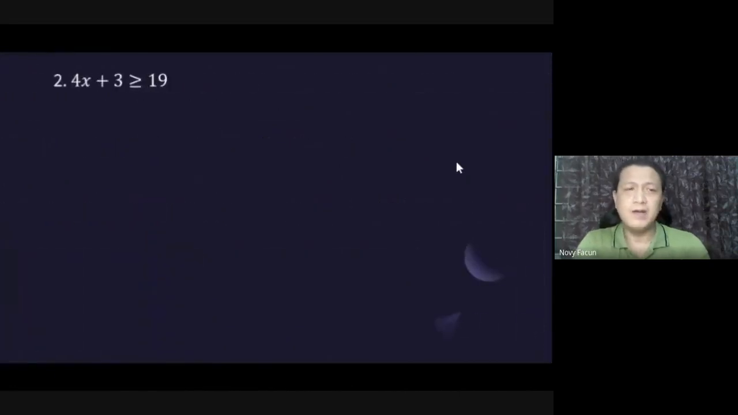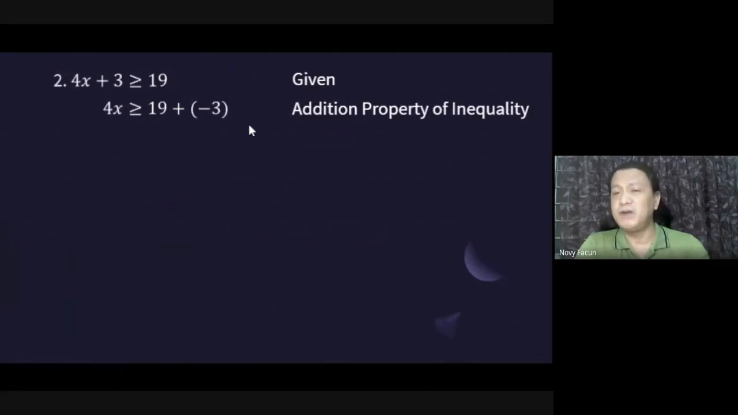Next, we have number 2. 4x plus 3 is greater than or equal to 19. So dito naman, you have to transpose the positive 3 on the right side of the inequality. That will become minus. Okay, kaya we have 4x is greater than or equal to 19 plus negative 3. And that is addition property of inequality. And then you can now simplify, that is 19 plus negative 3, that is 16. Kaya 4x is greater than or equal to 16.